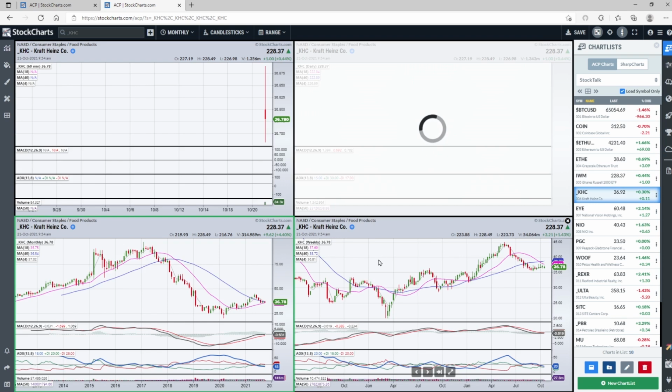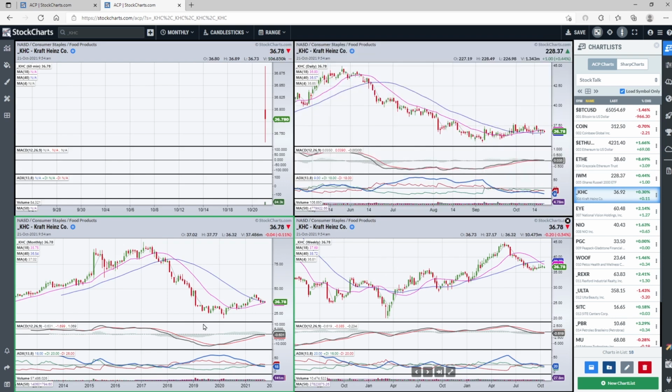Okay, let's get into KHC. This is a pullback on the monthly. The monthly 18-month is now rising, but MACD hasn't crossed above the zero line yet. So there are some signs of a turnaround here, but I want to see a little bit more confirmation.